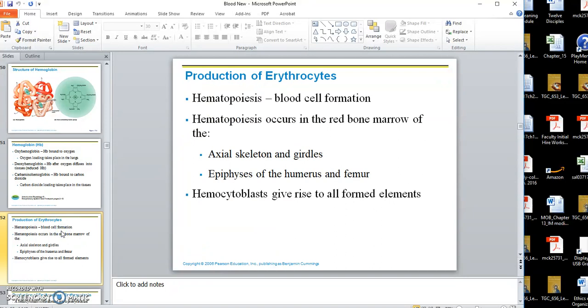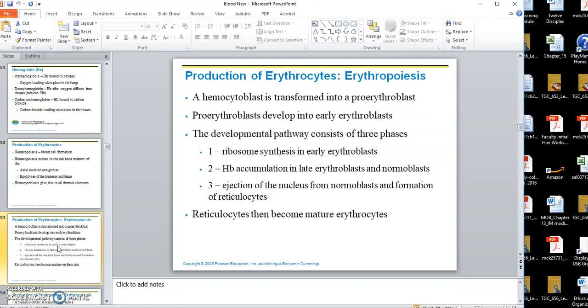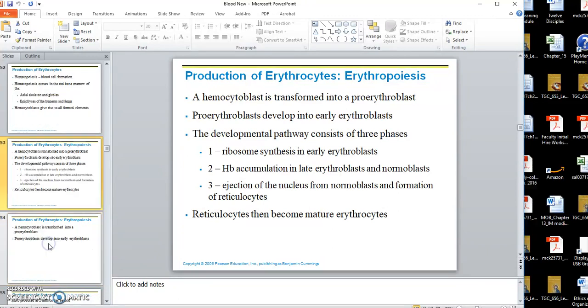Okay. The production of red blood cells starts, as we did before, from the hemocytoblast. The hemocytoblast then differentiates into something called the proerythroblast. The proerythroblast then differentiates into the early erythroblast, intermediate erythroblast, late erythroblast, reticulocyte, and finally the mature red blood cell. There are other classification systems for the development of the red blood cell, but I'm using one that's more simple.